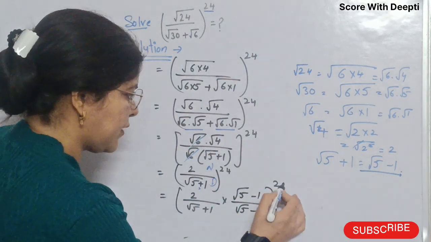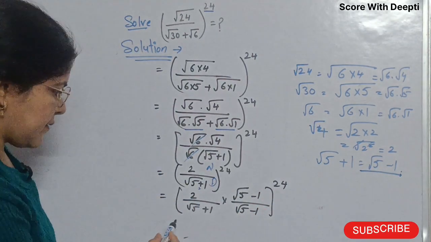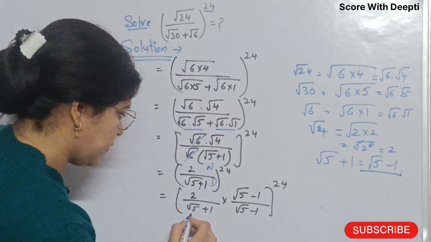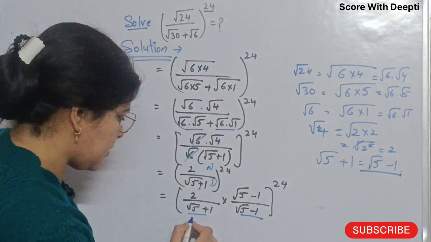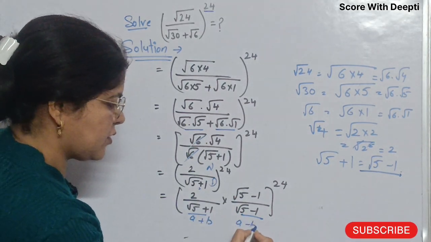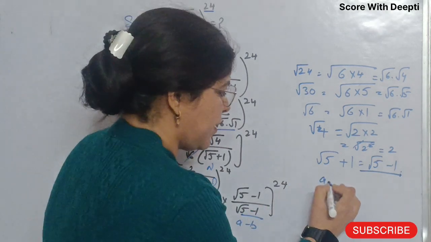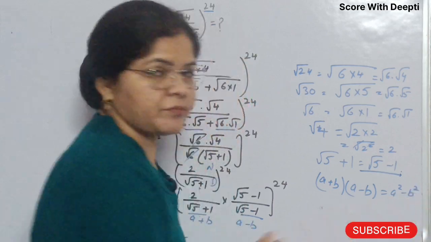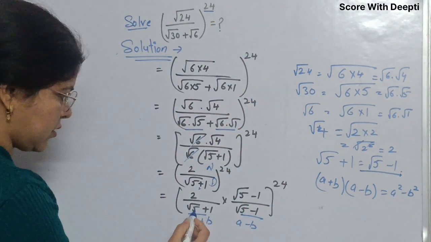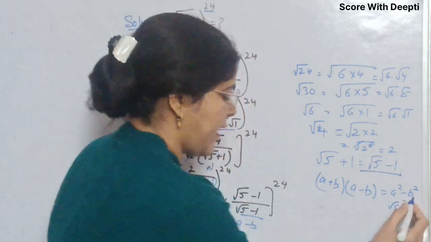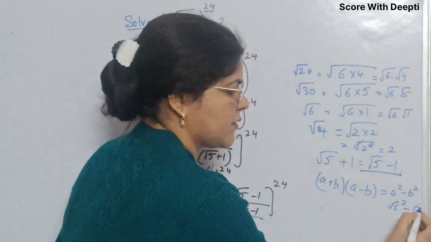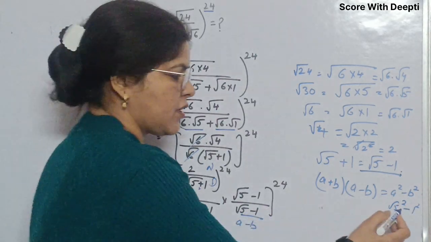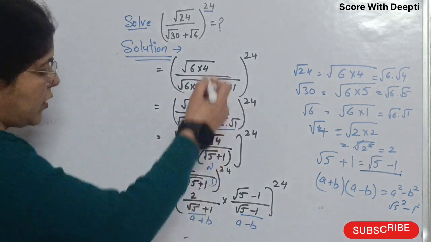We write this power 24 as it is. Next, we multiply these two with this term, and this term with this term. We know that this is a plus b and this is a minus b, and a plus b into a minus b is equal to a square minus b square. Here a is square root 5 and b is 1. So in place of this we write square root 5 square minus 1 square. I hope you clear these steps.